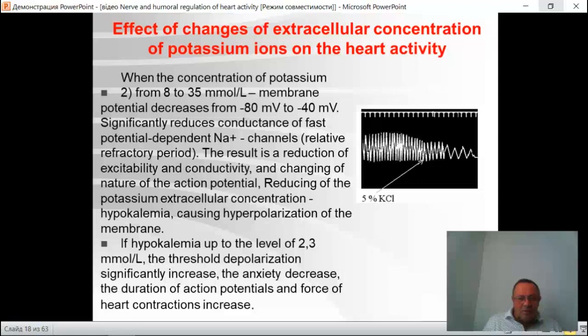Reduction of the potassium extracellular concentration, hypokalemia, causes hyperpolarization of the membrane. If hypokalemia is up to the level of 2.3 millimole per liter, the threshold depolarization significantly increases. The excitability decreases. The duration of action potential and force of heart contraction increase.